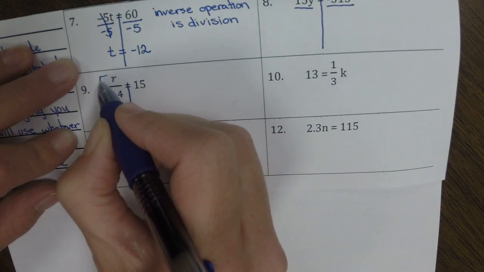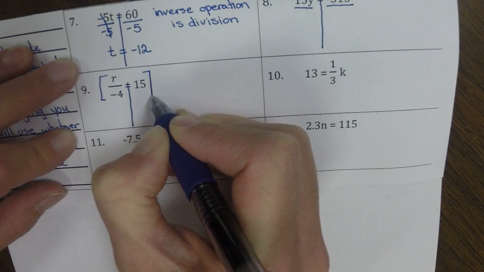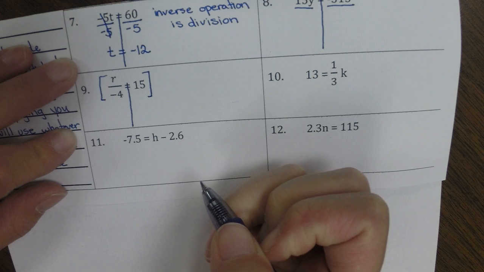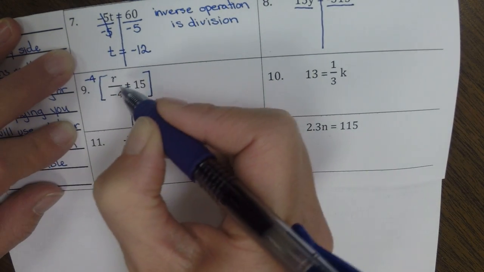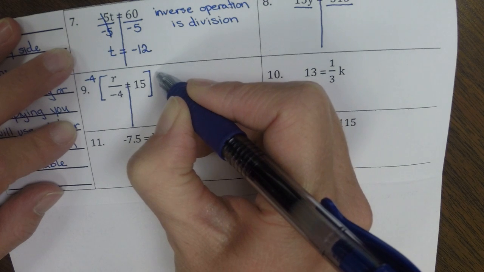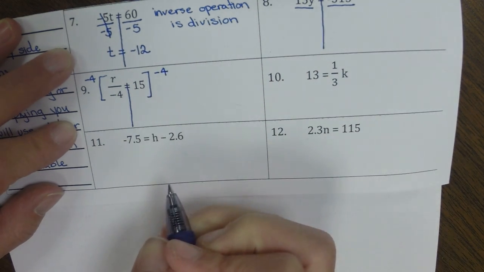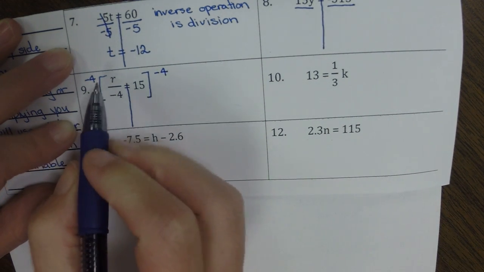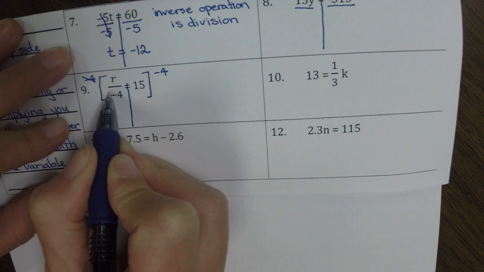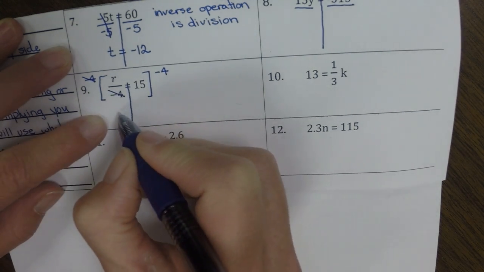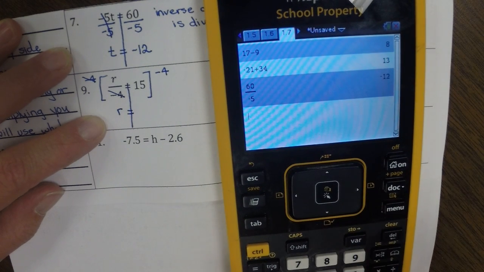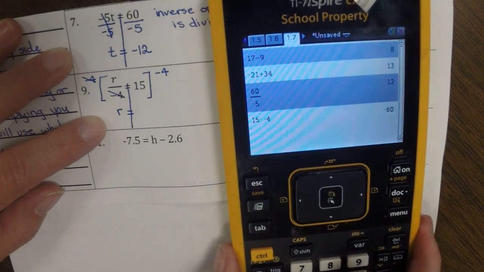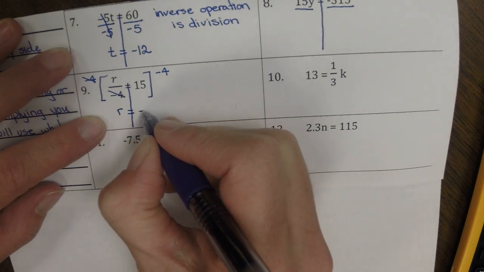So I'm going to multiply, and I'm going to go ahead and use brackets or parentheses. You can use a dot. You can use whatever you want. So I'm going to multiply on this side by negative 4, and I'm going to multiply on this side by negative 4. So if I multiply on this side, these two should cancel out, leaving me with just r. And then on this side, I would type in 15 times negative 4, and I would get negative 60. Okay.